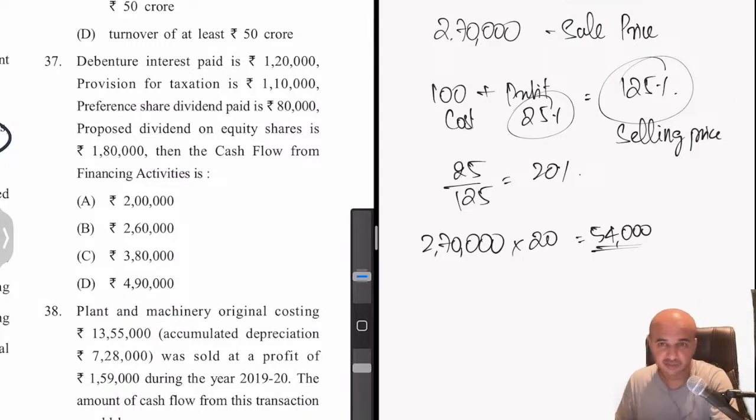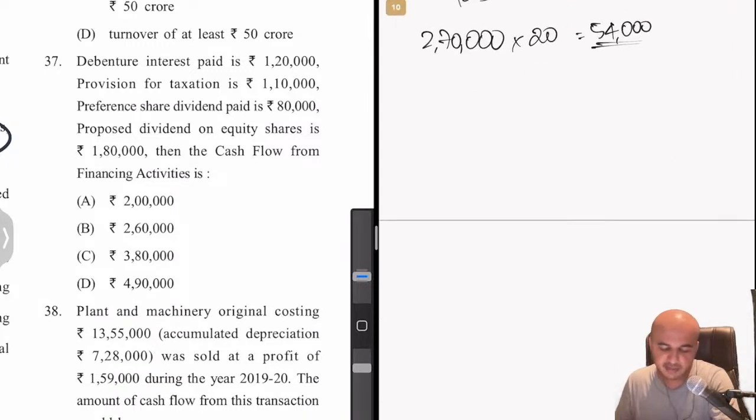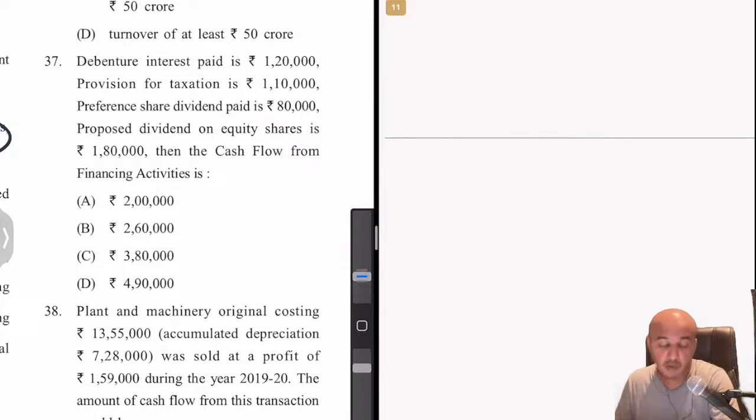Then a cash flow related question. Easy question actually. Debenture interest paid is 1,20,000. Provision for taxation is 1,10,000. Preference share dividend paid is 80,000. Proposed dividend on equity shares is 1,80,000. Then the cash flow from financing activities is dash.